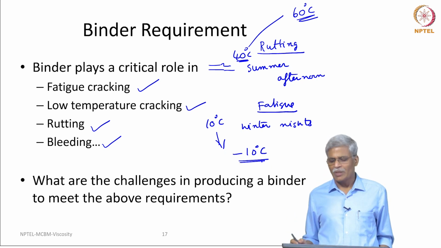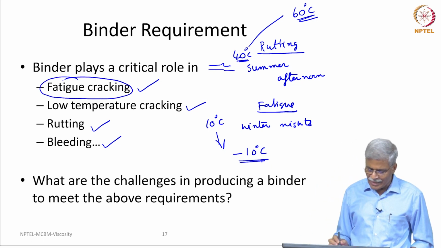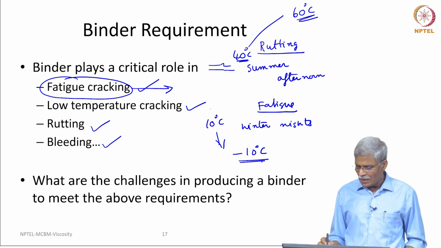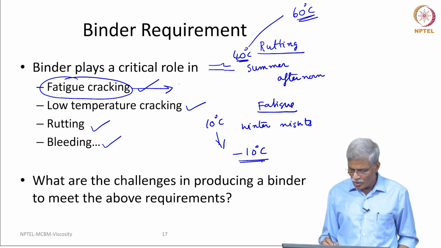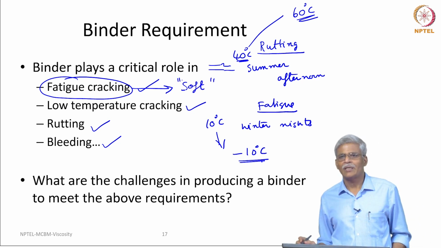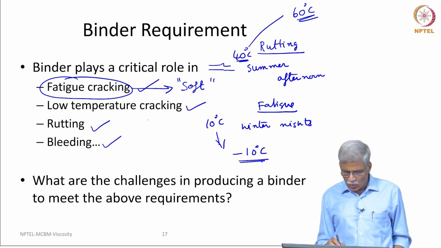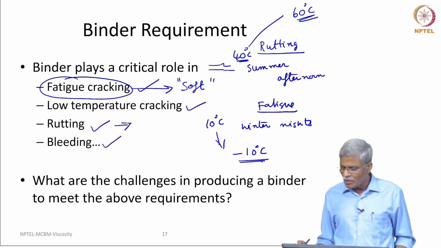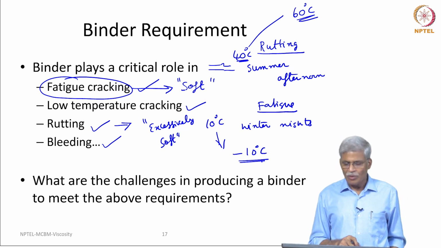But there is a small problem here. Now, if you really want to design a pavement so that there will not be any fatigue cracking, you would expect that on winter nights you want the bitumen to be more or less soft, in the sense that it does not become very stiff. But the same bitumen during the load rutting, that is in summer in the afternoon, can become excessively soft and hence can lead to a lot more rutting.